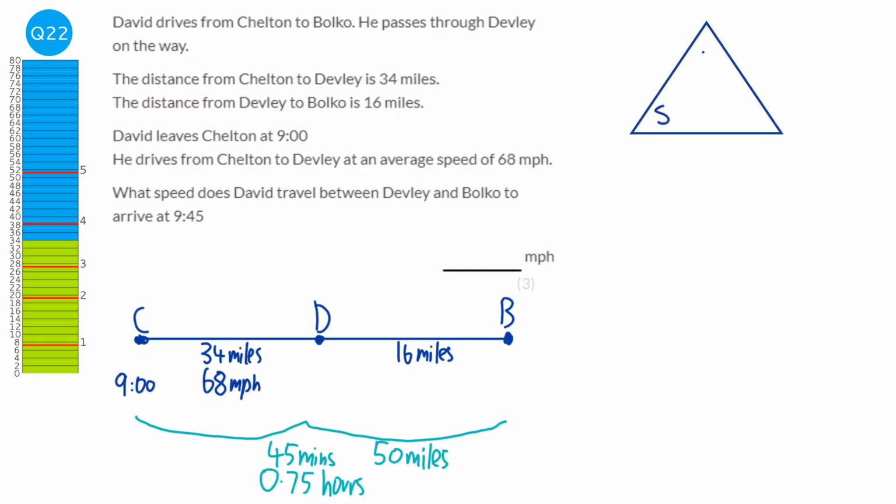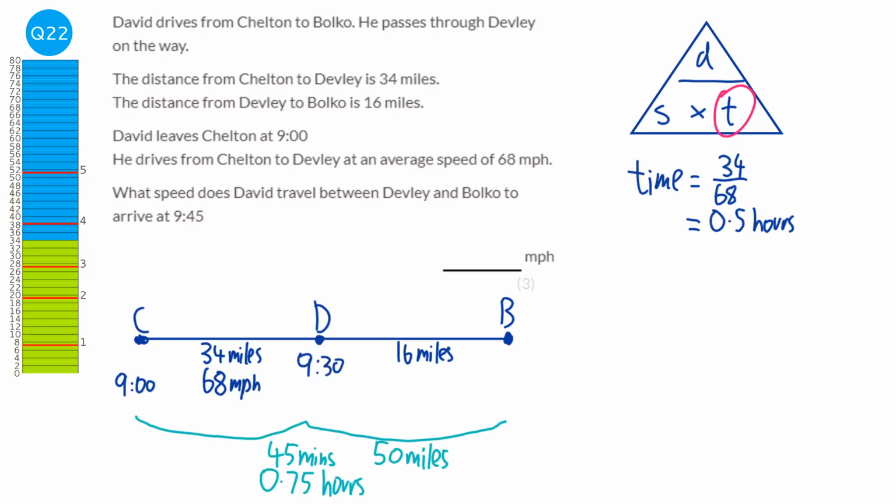So speed equals distance over time. And we're covering up the time, because that's the one we want. So it's going to be time equals distance, which is 34, over speed, which is 68. So we're going to do 34 divided by 68, which is 0.5. So it would be 0.5 hours, so that would be half an hour. So we will be at Devley at 9:30. So that means we've got 15 minutes left.